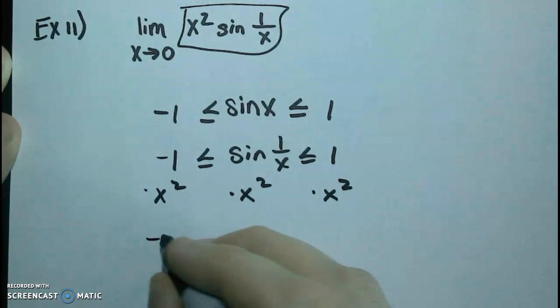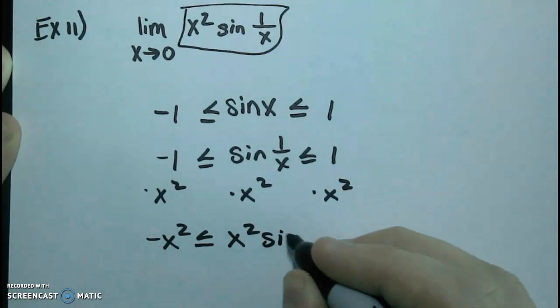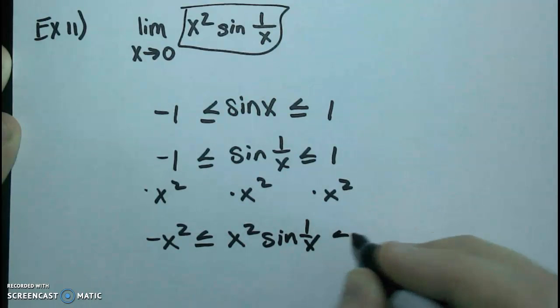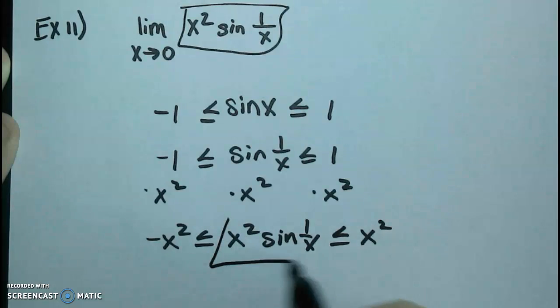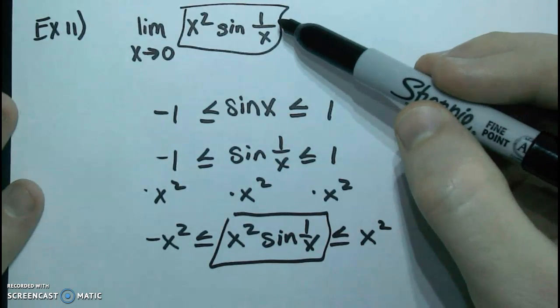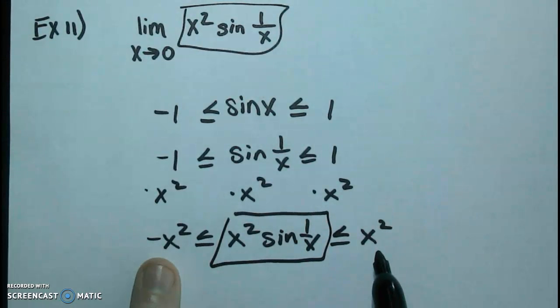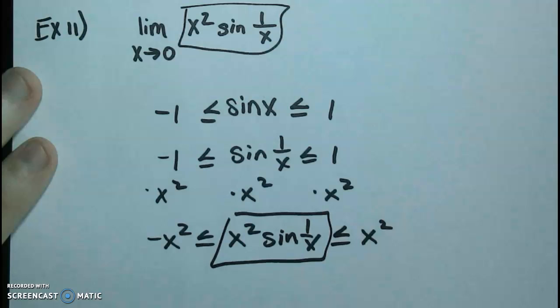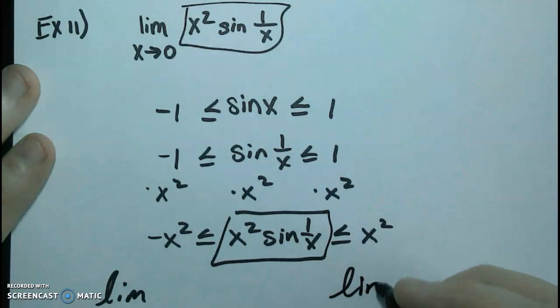So I'm going to get -x squared, sine 1 over x, and x squared. Well, now I've just created a function that we want to know something about, but we didn't know anything about previously. And I just so happen to squeeze it between the functions -x squared and +x squared. So if I want to find my limit at 0, I can look to the left and I can look to the right.